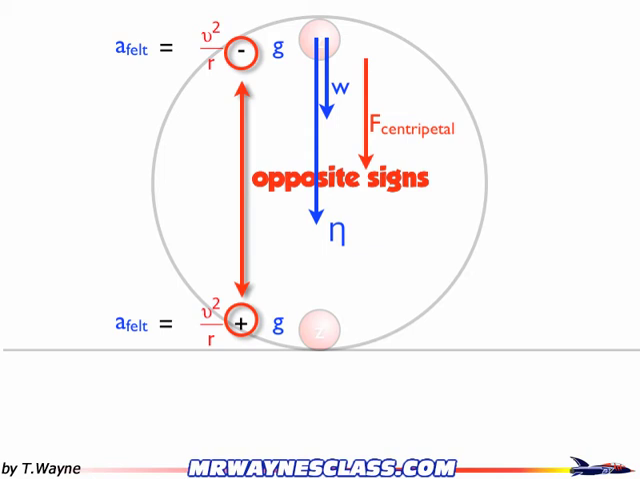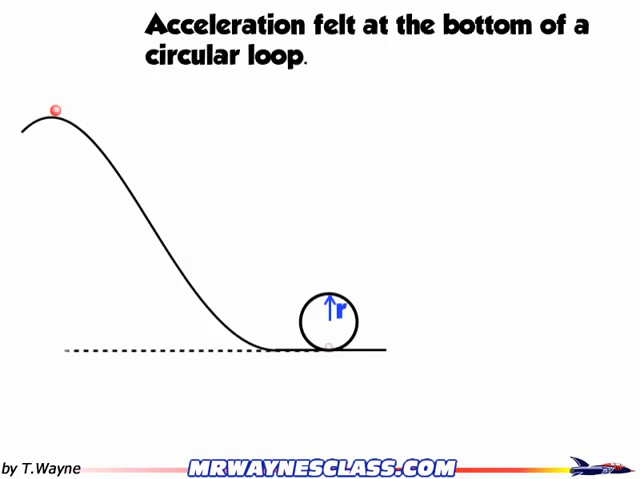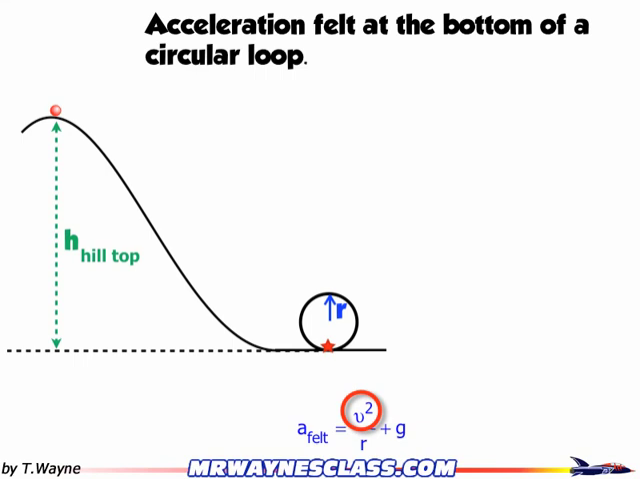Okay, so let's look how this applies to the unit on energy. So here's my loop, shrink it down, and then put it around a hill. So we've talked about problems where an object starts at the top of the hill and goes down to the bottom of the hill. And if I look at the location at the bottom, I know that the acceleration that I, the passenger, would feel is equal to v squared over r plus the acceleration due to gravity. But the question is, how do I find this v squared? That's when I go back and I use my energy methods.